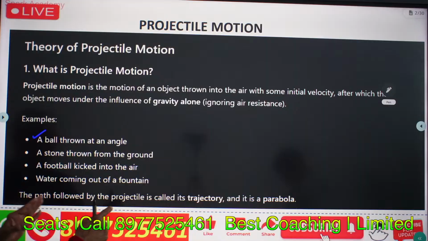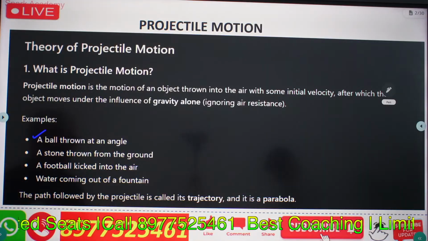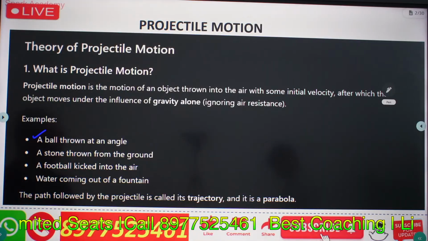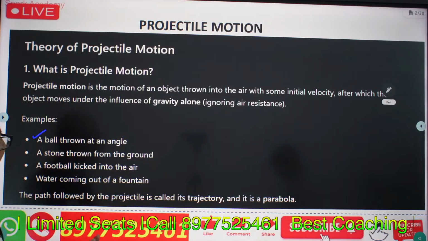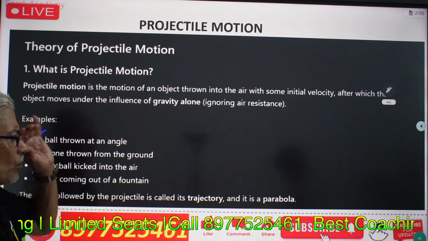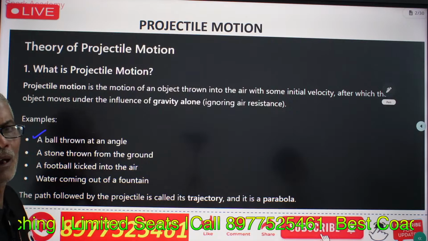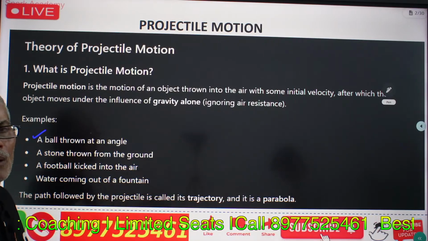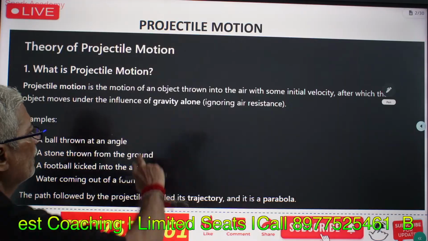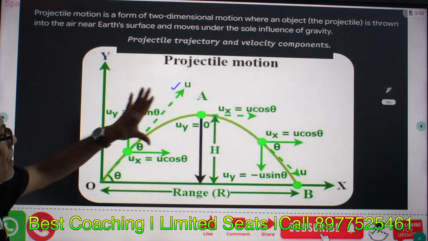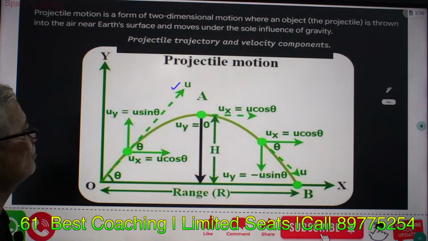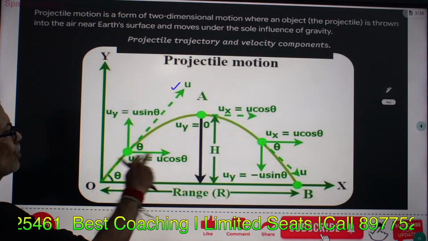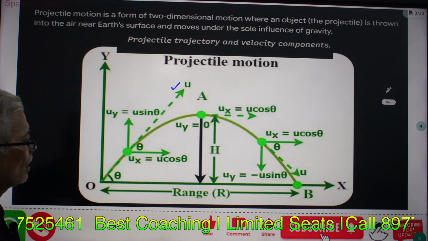So the path followed by a projectile is called the trajectory, and it is a parabola. At the end of the day, you have to prove that projectile motion follows a parabolic path. I know all of you know parabola, hyperbola, ellipse and all those things. Okay. Now this is a comprehensive diagram, showing all velocity components and all.